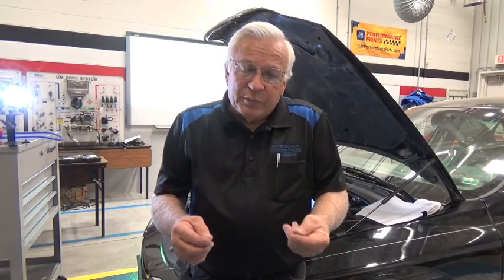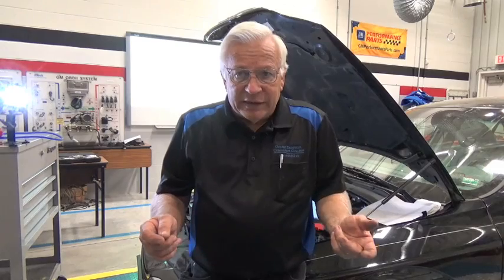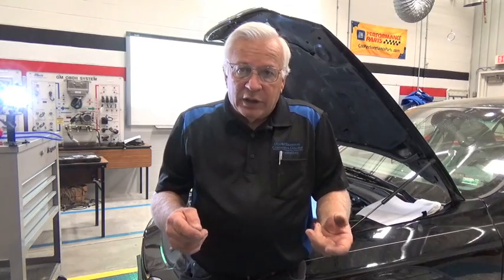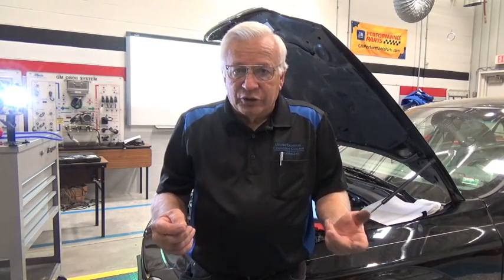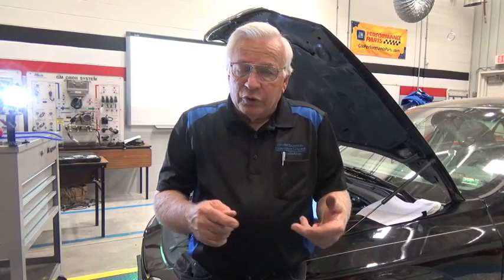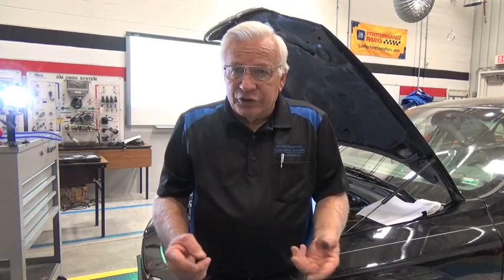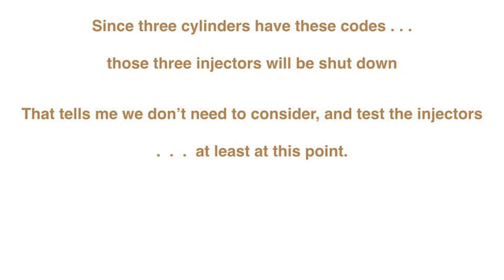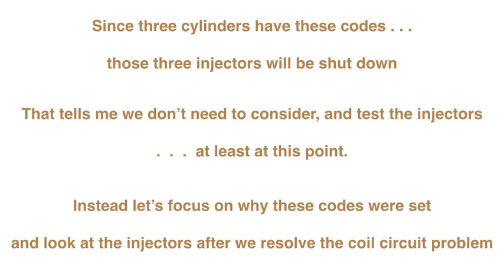Well, we can see from the O2 sensors that at idle it's very, very lean. And remember the description of the code? When the computer sets that code, it also turns off the injectors so that it will protect the cat. Well, if it turns the injectors off, obviously we're going to be lean. So we don't need to follow injectors here or fuel pressure. Since 3 cylinders have these codes, those 3 injectors will be shut down. And that tells me that we don't need to consider and test the injectors, at least at this point. Instead, let's focus on why these codes were set and look at the injectors after we resolve the coil circuit problem.